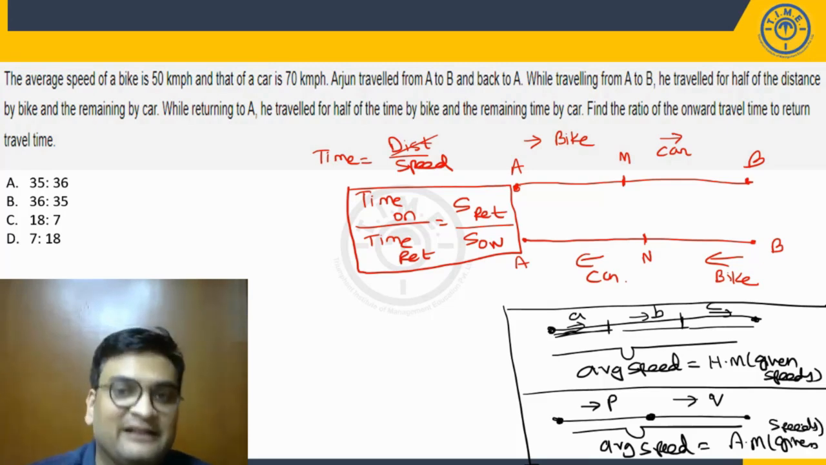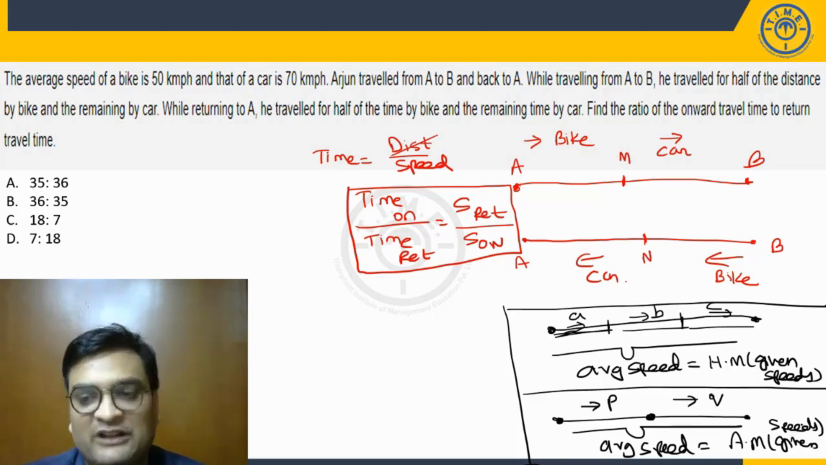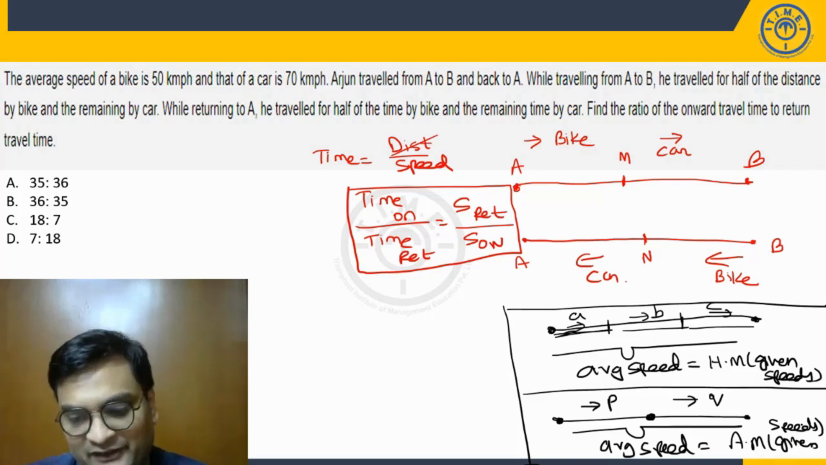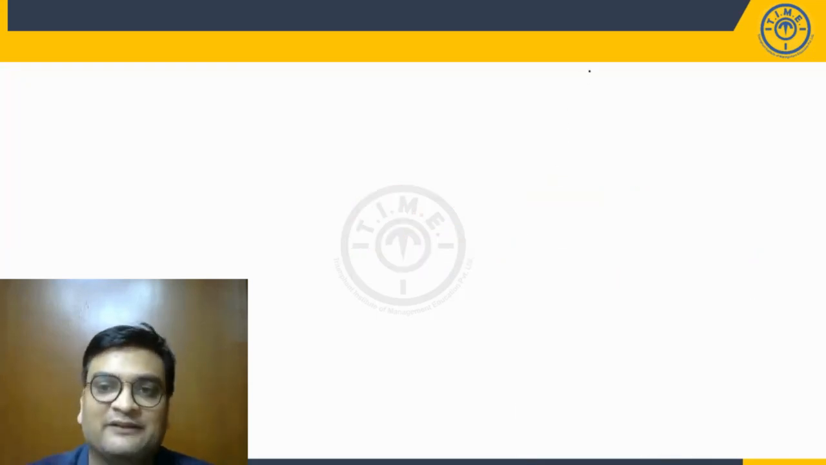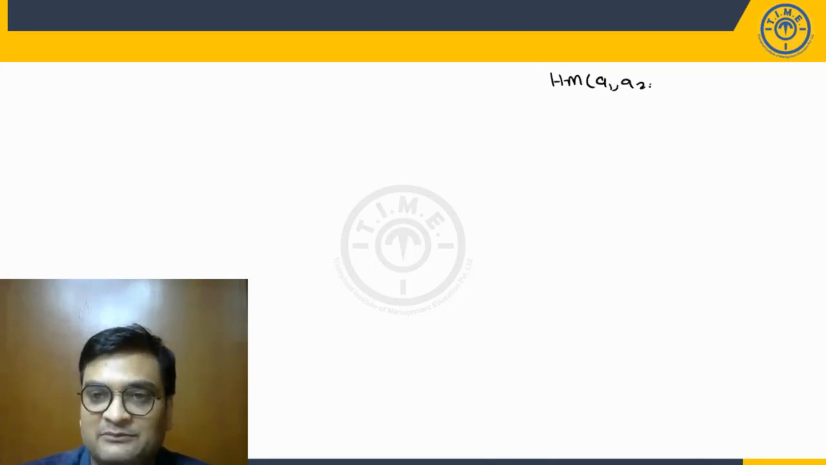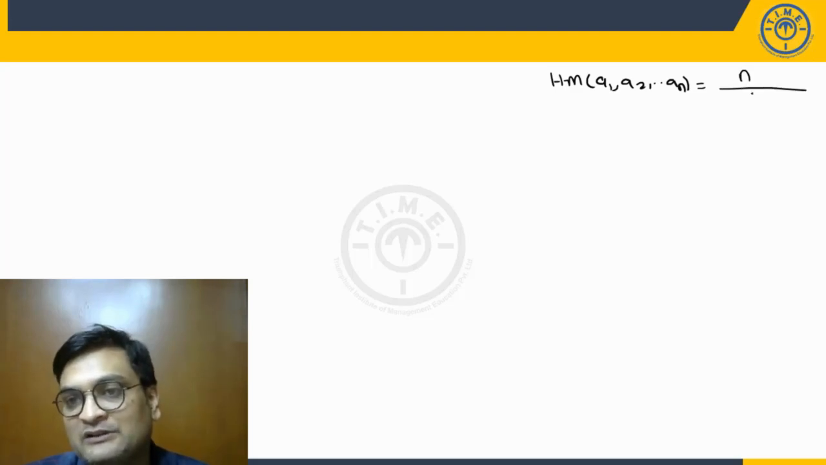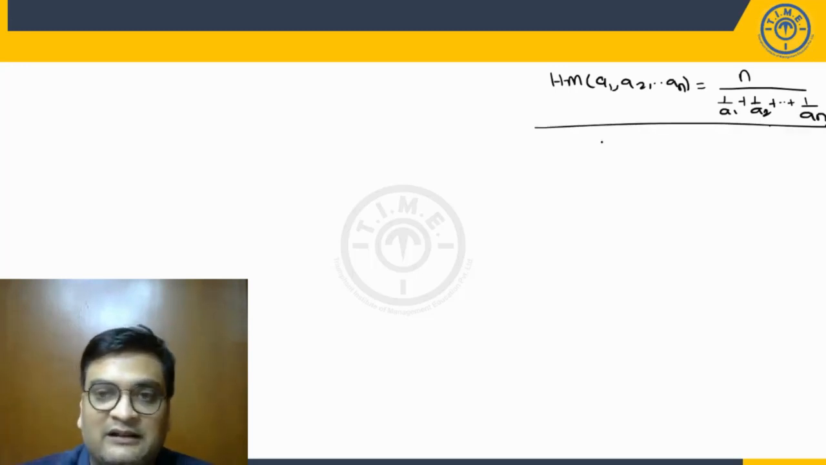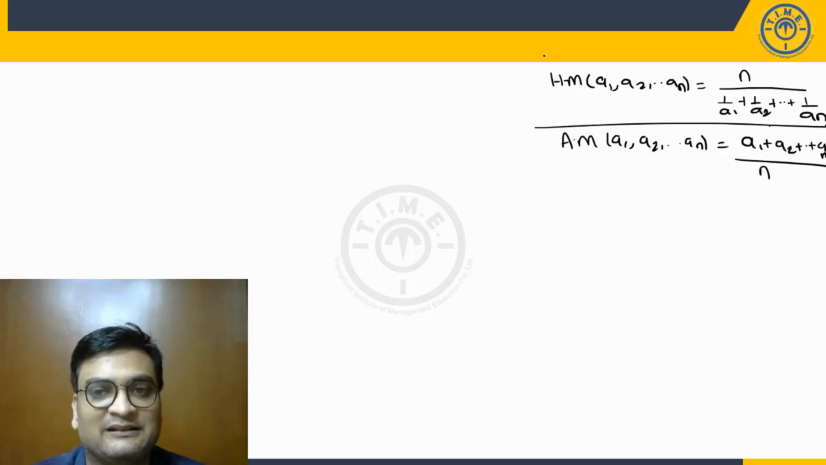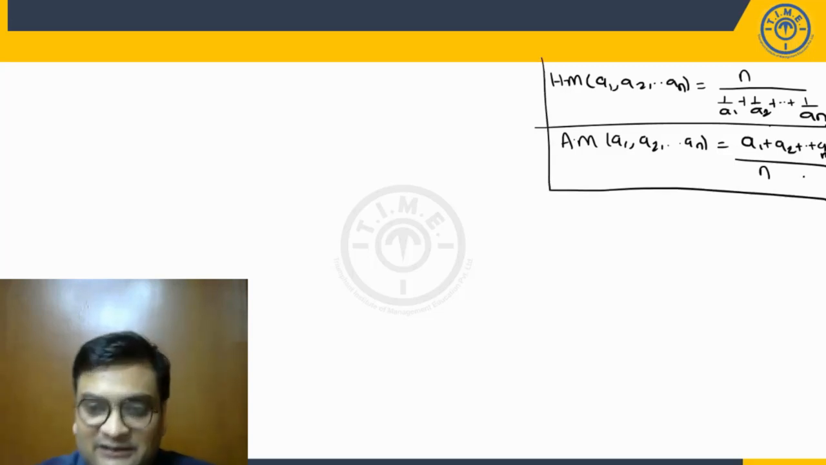This can easily be derived, why we get the harmonic mean and why we get the arithmetic mean, but I would suggest you make a mental note of this. Just in case you are not aware, the harmonic mean of n numbers is given as n upon the sum of the reciprocals of all the numbers. Arithmetic mean is pretty straightforward, it's nothing but the average: the sum of the numbers a1, a2, up to an, divided by the number of numbers.